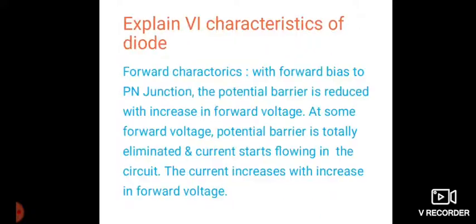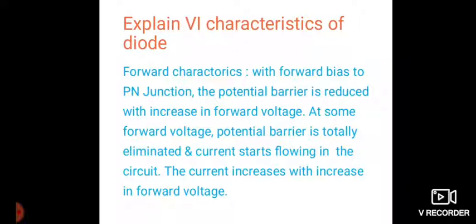Okay. The next question is, explain the VI characteristics of the diode. VI, that is voltage current characteristics. So, how the current flows in the diode as we give the voltage, what is the behavior of the diode for different voltages. Here the diode characteristics can be plotted in two ways: one is forward characteristics and one is reverse characteristics. Forward characteristics is the plot of the voltage across the diode versus the current through the diode during forward bias.